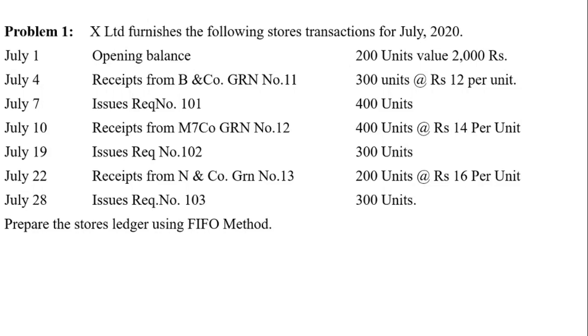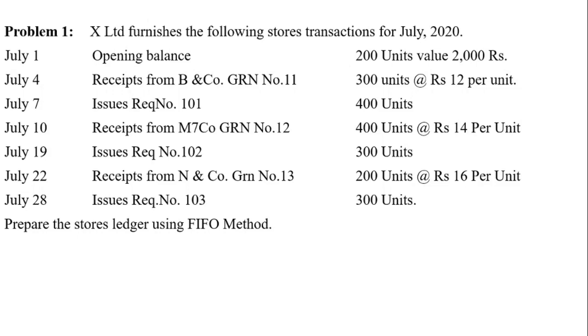July 4th, receipts from B and Company, GRN number 11, 300 units at the rate of 12 rupees per unit. July 7, issues, requisition number 101, 400 units. July 10th, receipts from M and Co., goods receipt number 12, 400 units at the rate of 14 rupees per unit.